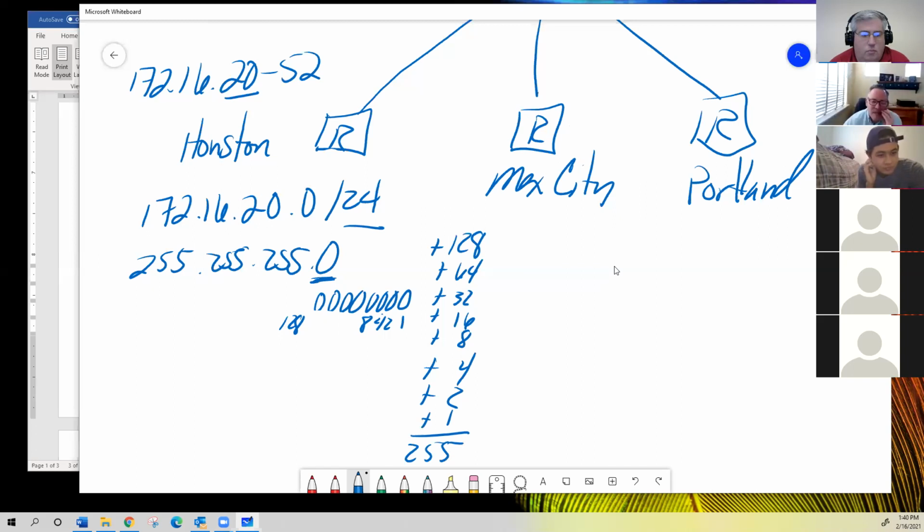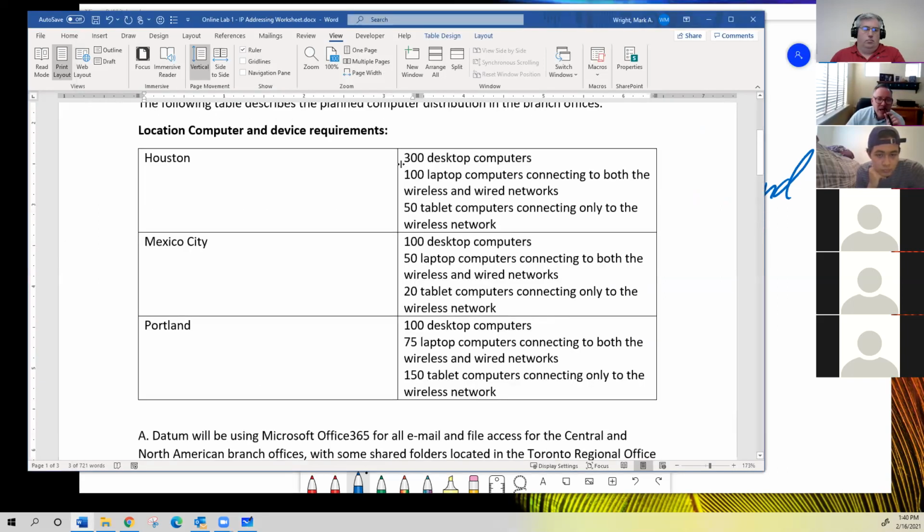So you have 255 addresses plus 0. 0 counts as an address, so technically 256. So you have 255 addresses if you did that. 172.16.20.0, that's the 20 net right there, plus that mask 255.255.255.0 gives you 255 addresses. But you need how many? 400. You need 400. So you see the 20 net's not enough.